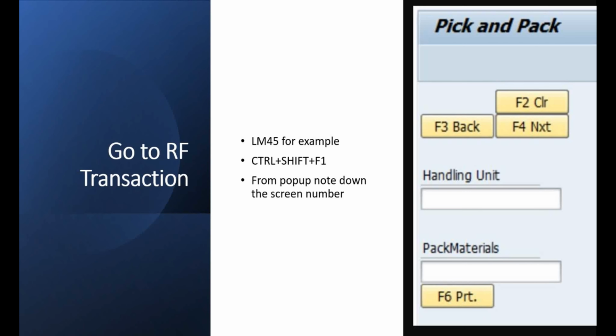First, we have to get the logical screen number. For that, we have to go to transaction LM45. You can see the screen like this, pick and pack. There we have to press Control Shift plus F1 and a pop-up will appear. There we have to get the screen number.